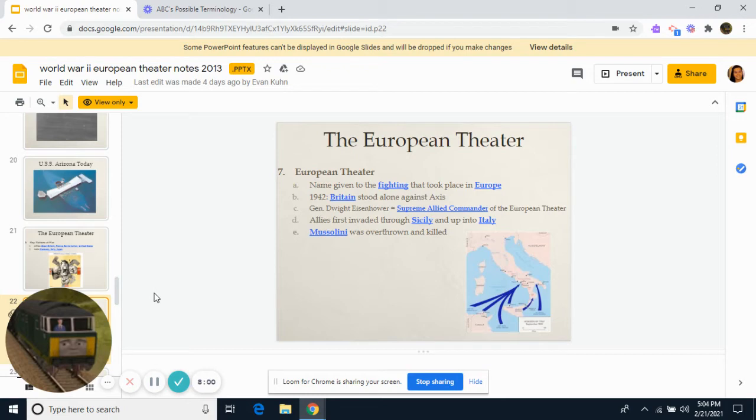European theater, the name given to the fighting that took place in Europe. 1942, Britain stood alone against the Axis. General Dwight Eisenhower, Supreme Allied Commander of the European theater. Allies first invaded through Sicily and up to Italy. Mussolini was overthrown and killed.